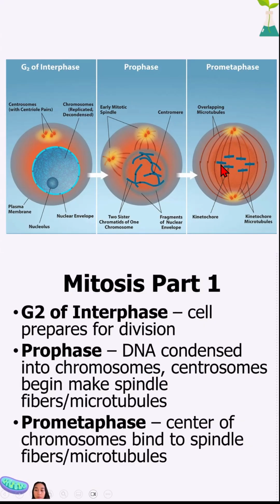And notice that, especially for this chromosome, this one is attached on one side to one microtubule and then on the other side to another microtubule. So basically, both ends of the chromosome are being attached to microtubules on one side and the other. This one is still in the process of doing that, but eventually they will all be attached to microtubules. Okay, so that was prometaphase.